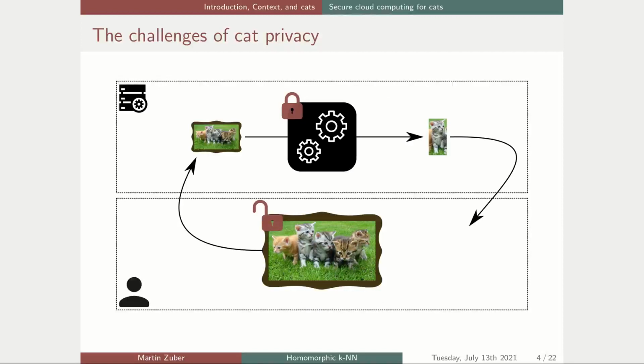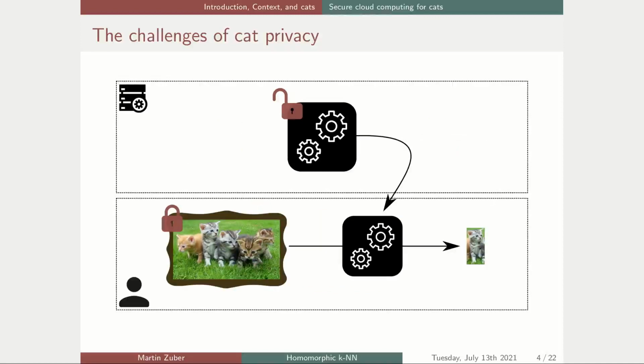Well, one way to do this is for the user to send the clear text picture of their cats to the server for the answer to come back from the server after computation. But this means that the privacy of the cats is compromised here. Another way is for the server to send their complex algorithm to the user for a computation on the user side, but that means that a very complex and maybe very expensive algorithm is just sent out in the open. So that's a bit of a problem.